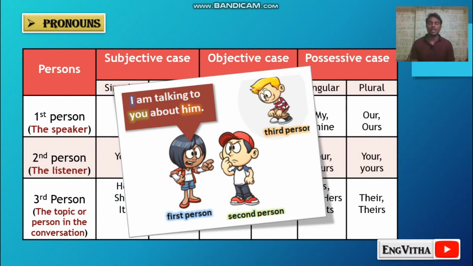The chart here we have is, here the pronouns are divided into 3 types: first person, second person and third person. The first person is the one who is speaking in a conversation. The one who listens to the speaker is considered the second person. The third person may be either the topic or the person of whom or which we are talking about.